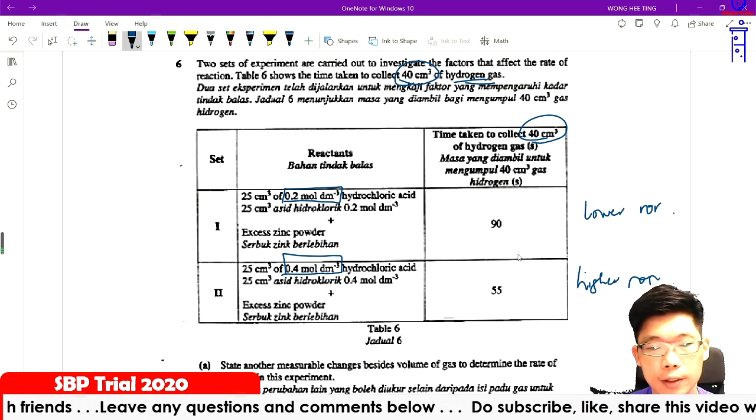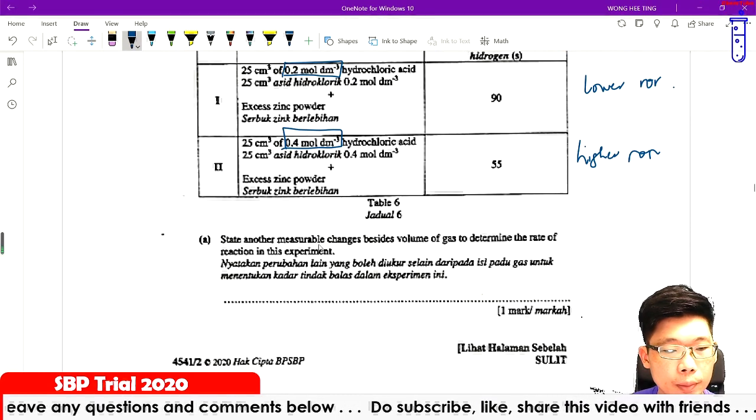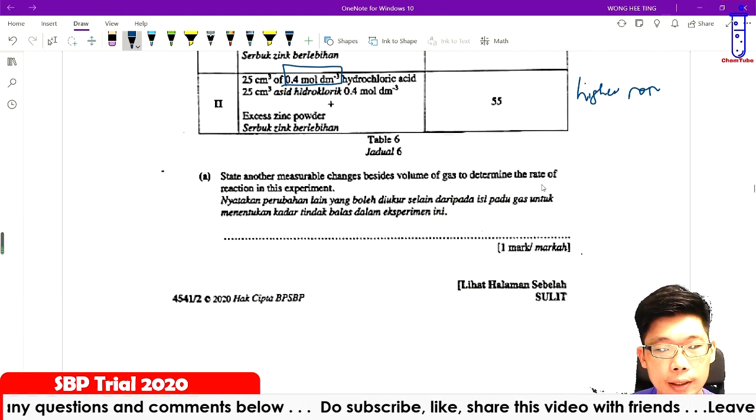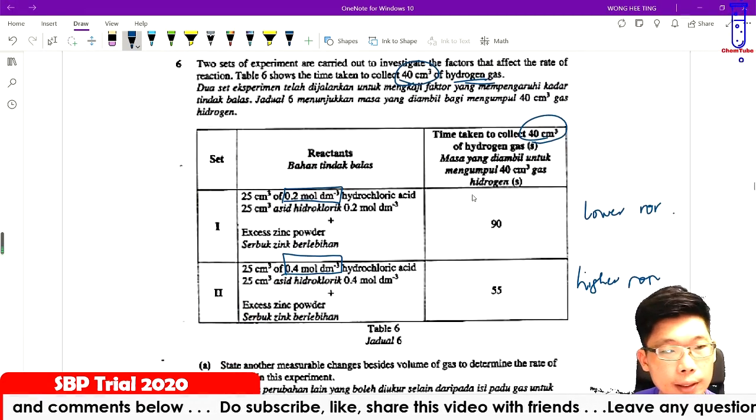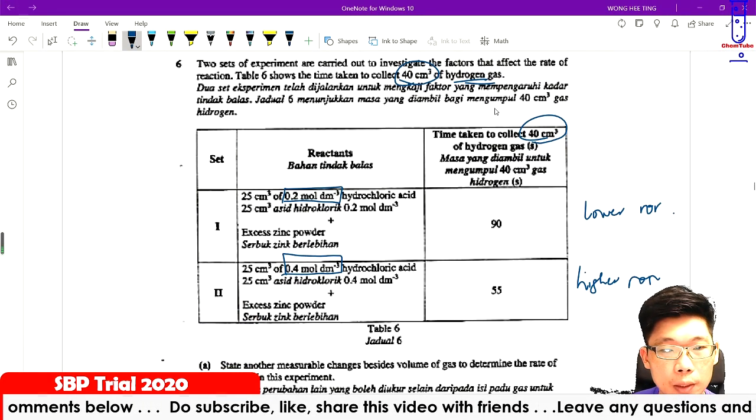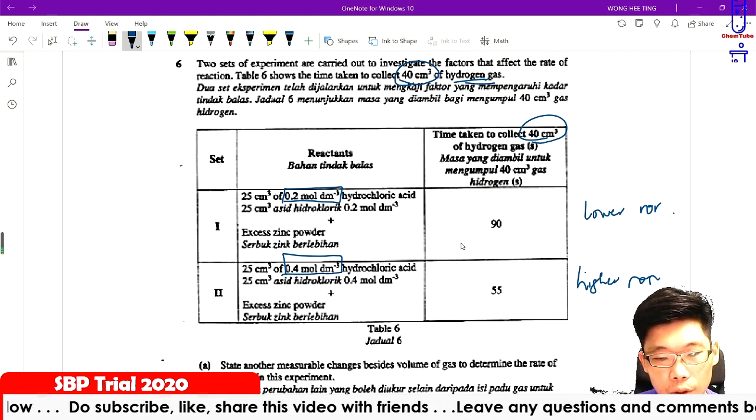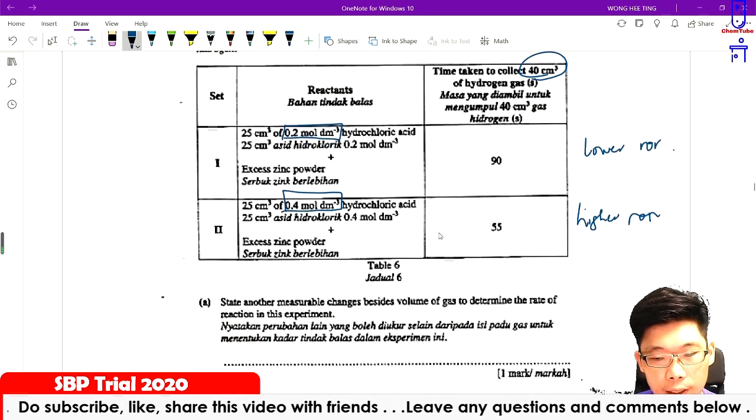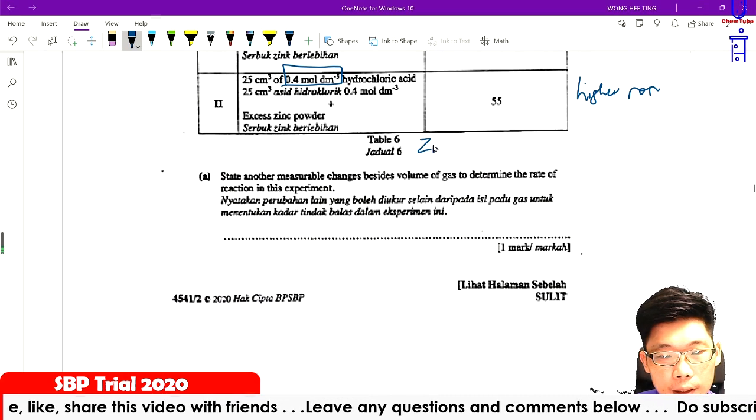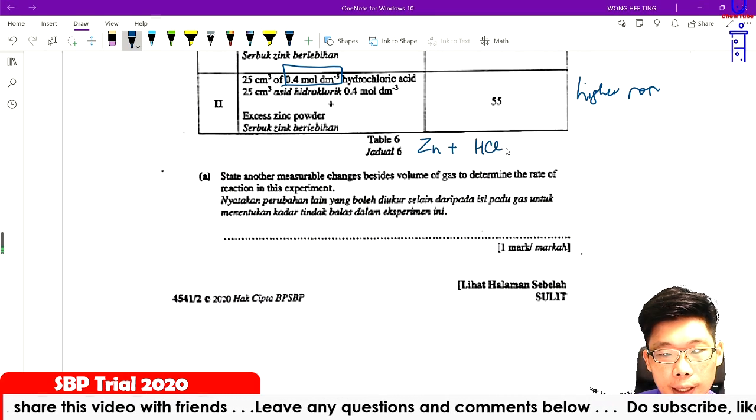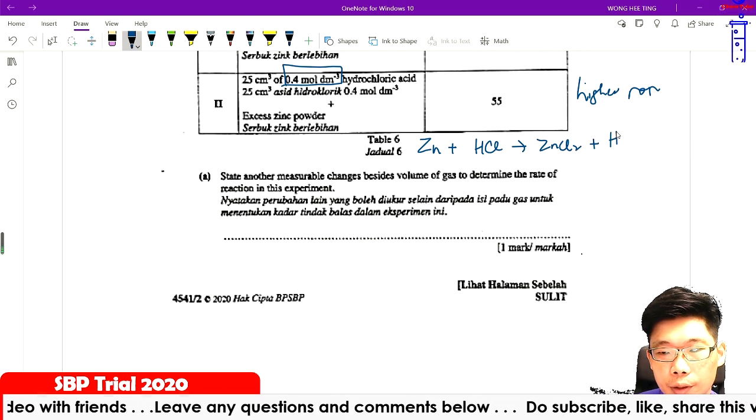Okay, so this is the first thing you have to know. State another measurable change besides volume of gas to determine the rate of reaction in the experiment. Now we see this reaction is between the zinc and the hydrochloric acid, so we can write out the equation actually. Zinc reacts with hydrochloric acid, so it produces zinc chloride and the hydrogen gas.